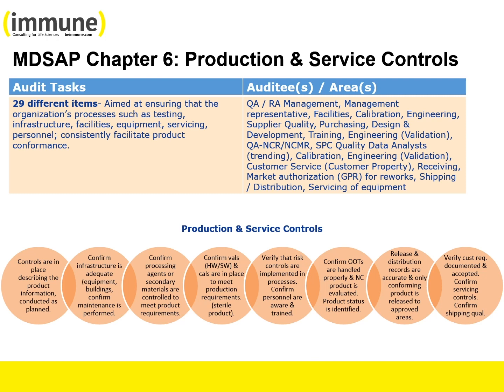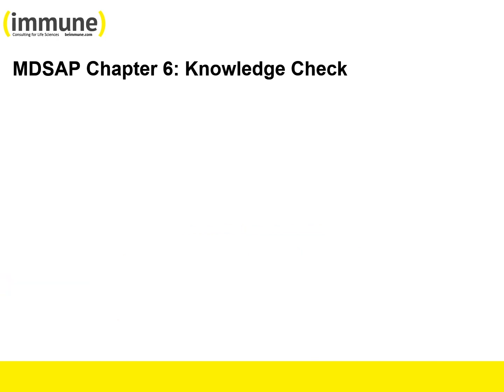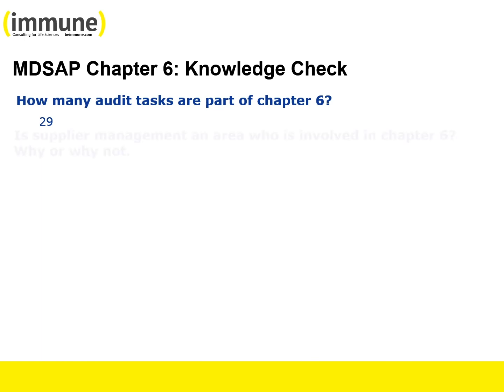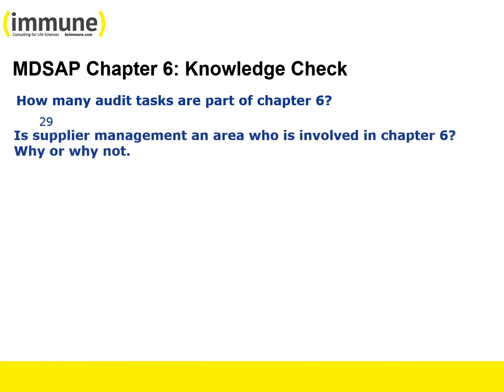It's the Chapter 6 Knowledge Check review. How many audit tasks are part of Chapter 6? If you said 29, you're correct. Is supplier management an area that is involved in Chapter 6? Why or why not?